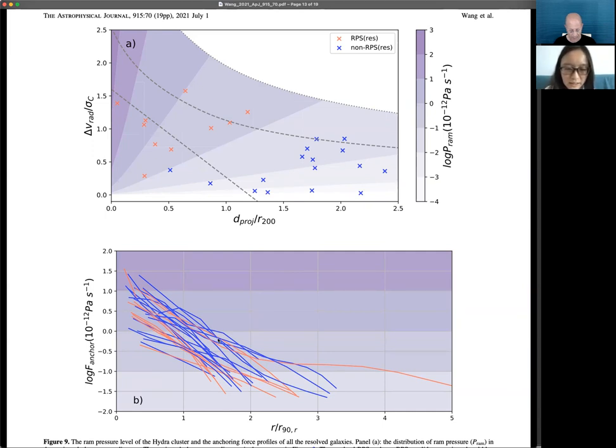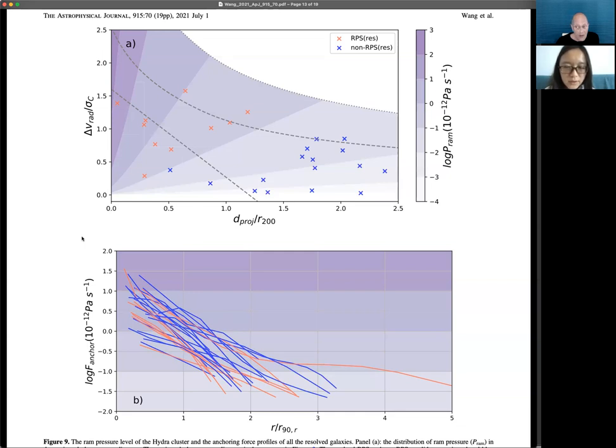But if we want to affect the HI within the optical radius, where the anchoring force starts to be above zero dex or minus 0.5 dex, then we need the galaxy to travel close to 0.5 the virial radius of the cluster. And finally, to fully strip the HI in the galaxy, the ram pressure needed to rise above the typical anchoring force, 0.5 dex. Then we need the galaxy to get really close to the cluster center, around 0.25 the virial radius of the cluster.